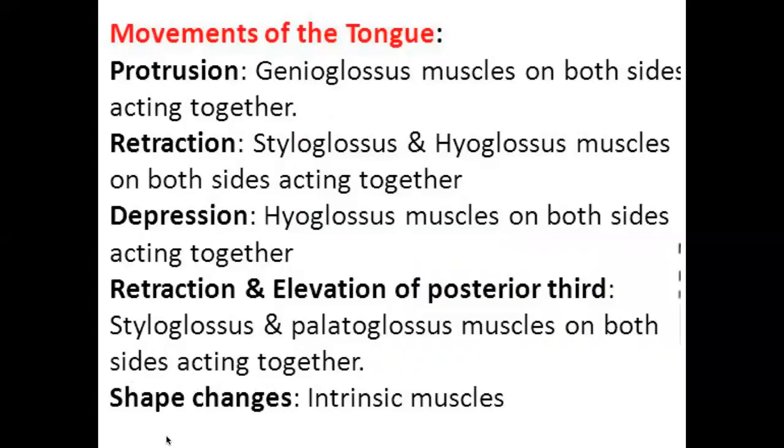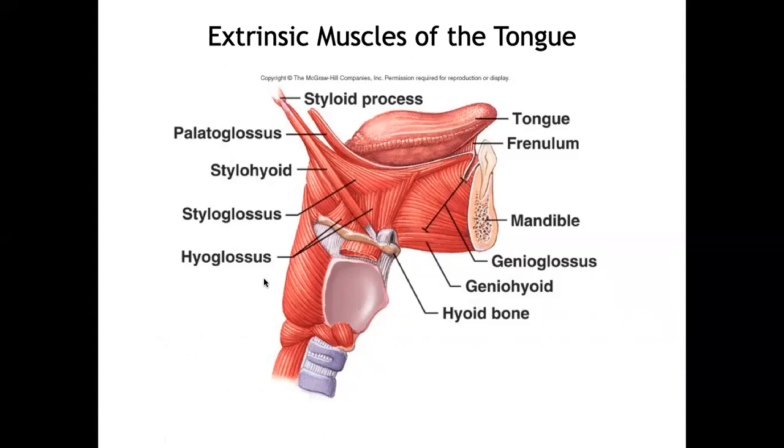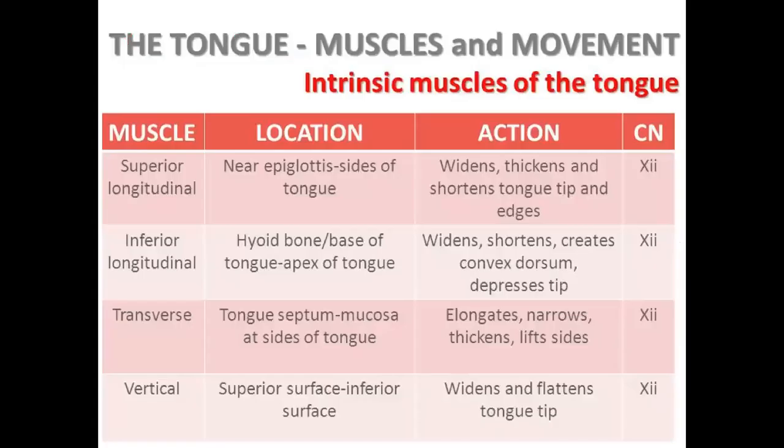Now, shape changes. What are shape changes? Sometimes we pull the tongue downwards and make it U shape. Sometimes we elevate the tongue, we take the tongue inside. All the shape changes are happening because of the intrinsic muscles. Intrinsic muscles are the longitudinal muscles, transverse and vertical muscles. When all these muscles contract, there will be shape changes of the tongue.